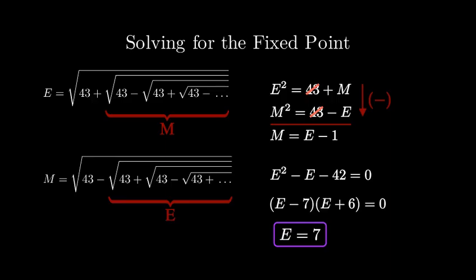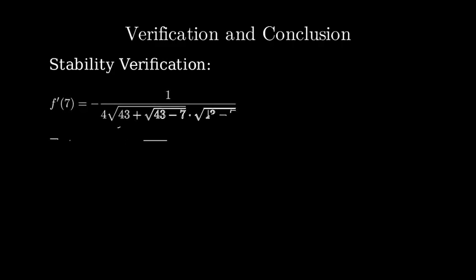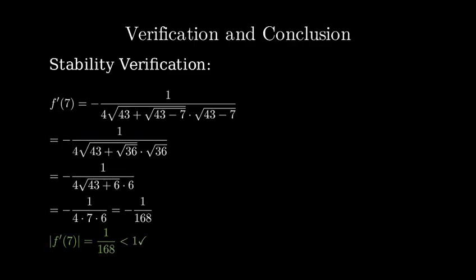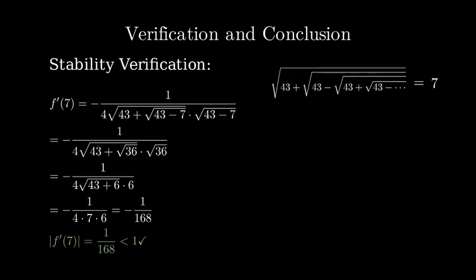Let's double-check our answer by examining the stability at this fixed point. The derivative of our function at E equals 7 is negative 1 over 168, which has an absolute value less than 1. This confirms that our fixed point is stable, that we've proven rigorously that our infinite nested radical converges to exactly 7. Isn't it amazing that such a complex-looking expression simplifies to a simple integer?